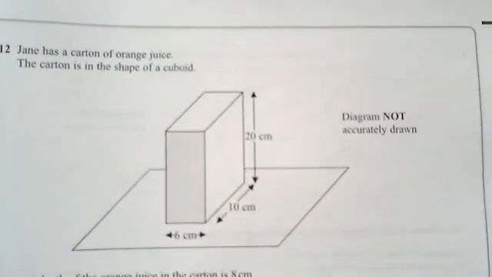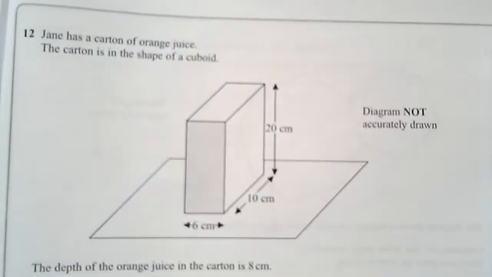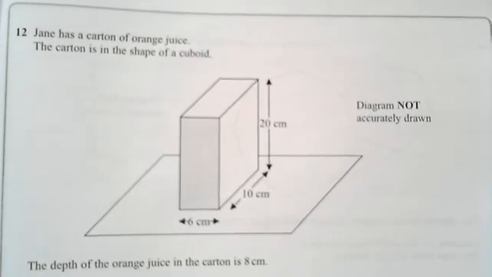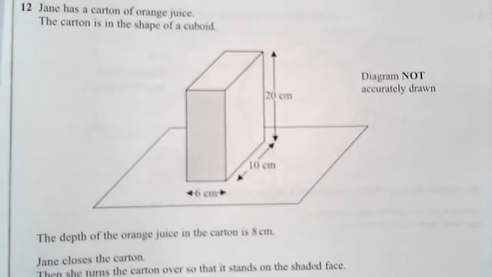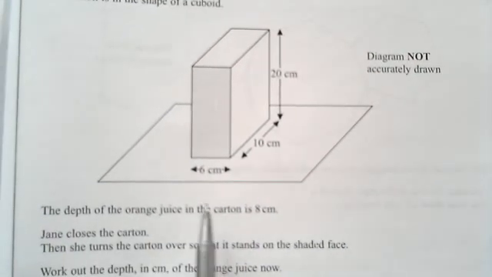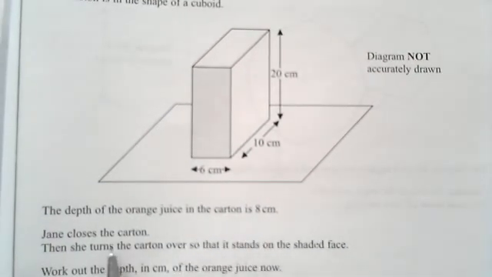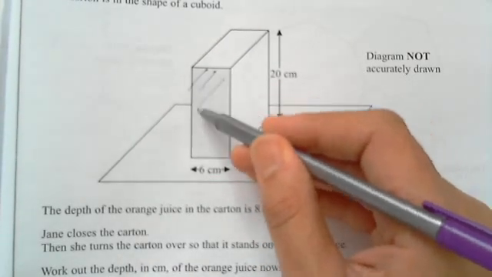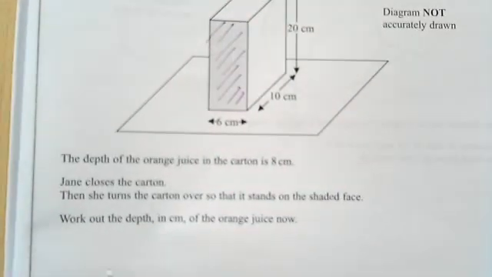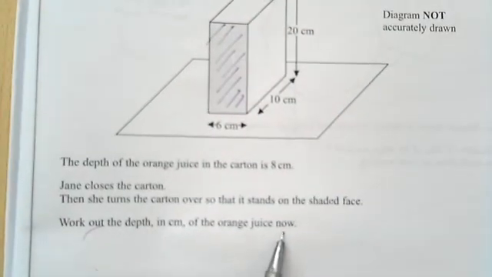Okay, let's move on to the next question. It says Jane has a carton of orange juice. The carton is in the shape of a cuboid. The depth of the orange juice in the carton is 8 centimeters. Jane closes the carton, then turns it over so it stands on the shaded face, which is this one here. We'll work out the depth in centimeters of the orange juice now.